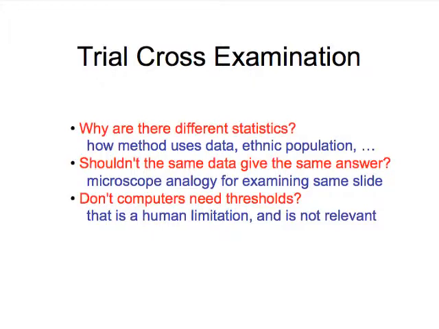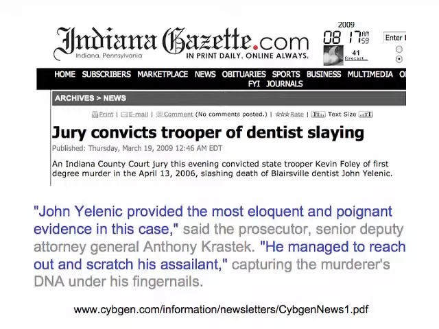Some of you may have a 15-megapixel camera. Some of you may still have your old 2-megapixel camera. You're photographing the same thing, but you're getting different resolution from the same data. Don't computers need thresholds? No. That's what people need, and that's what's limiting the use of DNA in property crime and more difficult cases right now. And that was what happened.